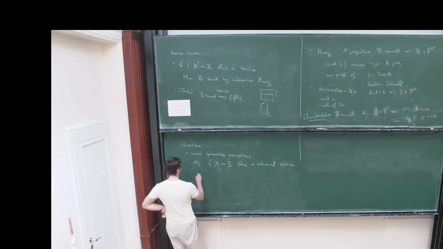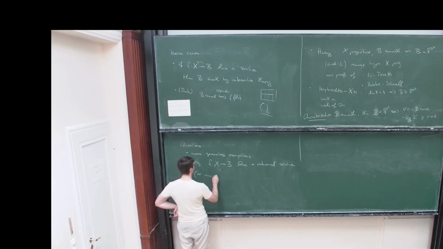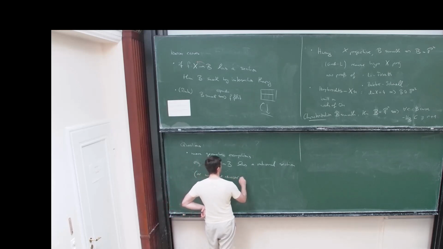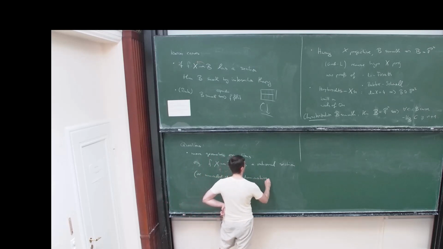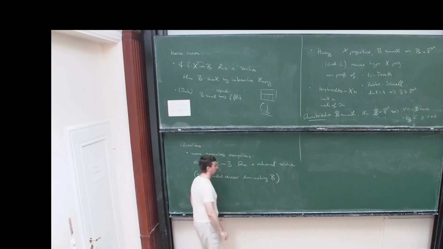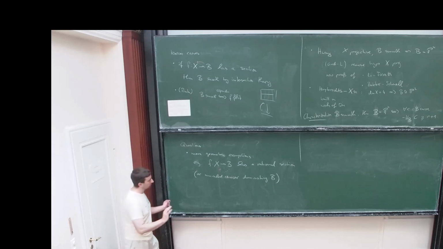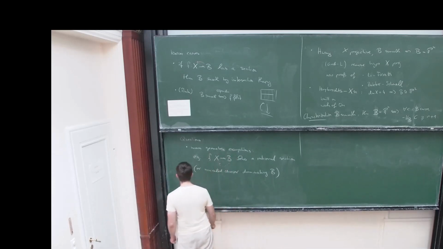Or another assumption would be if you have uniruled divisors dominating the base B. Well, I don't know whether that's a good assumption, but it's another assumption that gives you many rational curves upstairs. So some assumption of that sort might be interesting.